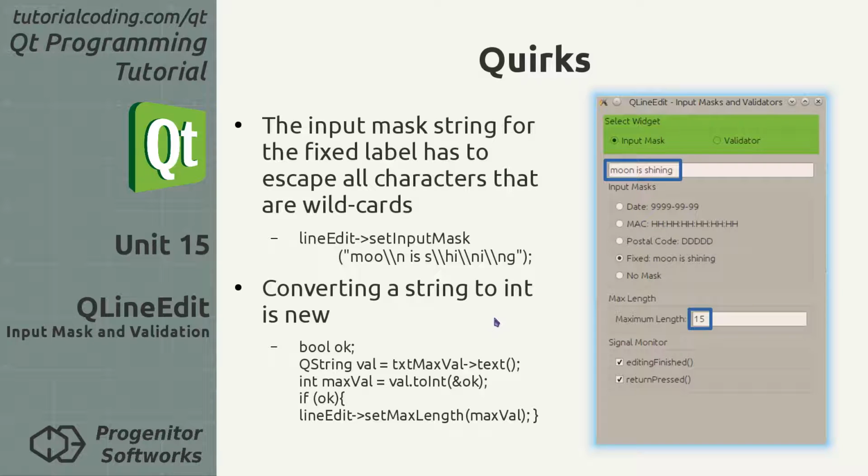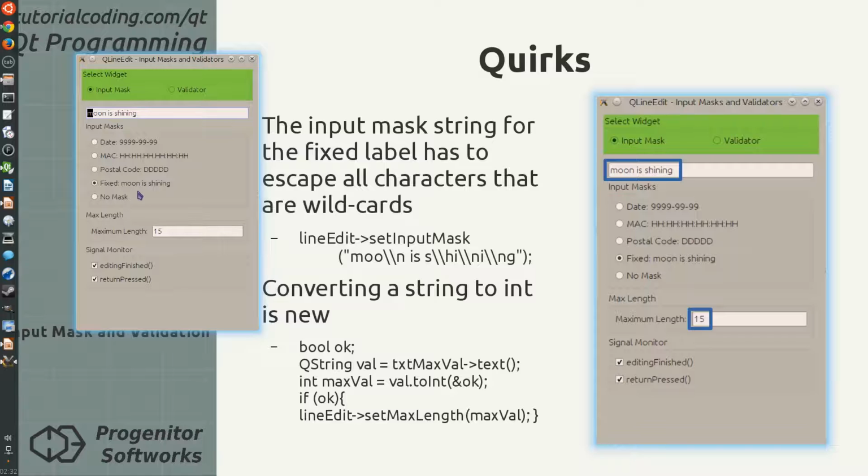There were some quirks involved when I created this application. The moon is shining actually is not a constant pattern. It has 2 placeholder characters in it, the N character, which is a number, and the H character, which is a hexadecimal placeholder. And to make it a constant expression, I had to escape these values with a backslash. And because backslashes have to be escaped in strings too, I have to escape them with 2 backslashes.